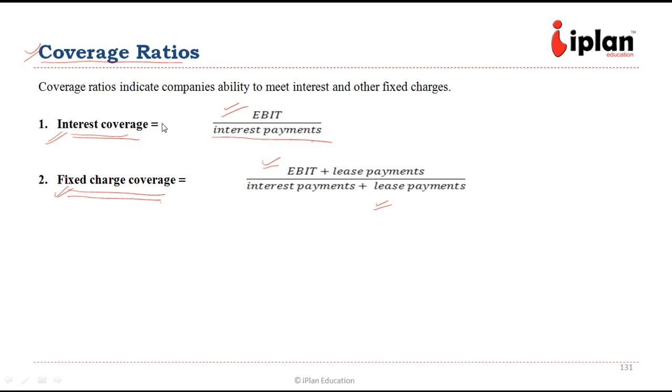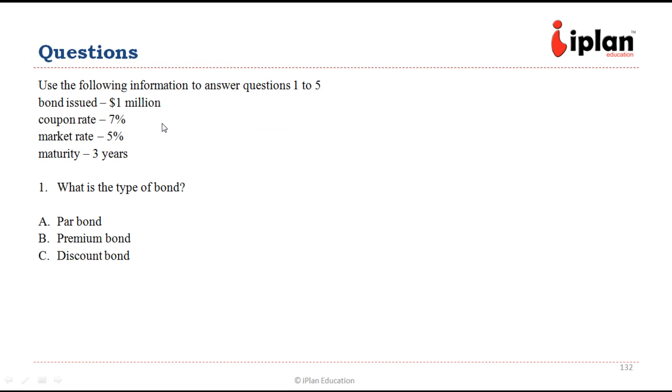So we have reached the end of the topic. Let us take a few questions here. This is the information given for the first 5 questions. Bond issued at $1 million. Coupon rate is 7%. The market rate is 5%. What does it say? Coupon rate is more, so the bond is issued at a premium. Maturity is 3 years. So what is the type of the bond? It is not a par bond, it is a premium bond, since the coupon rate is more than the market rate. So answer B is right.